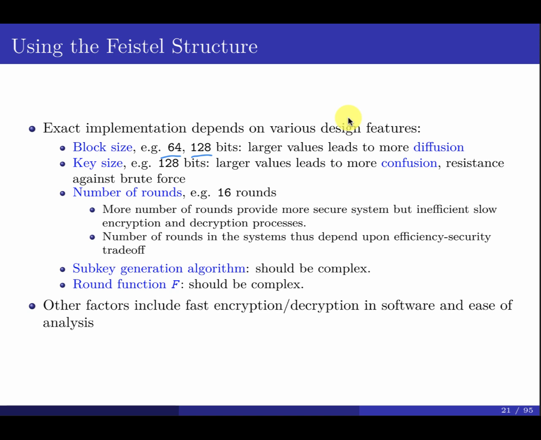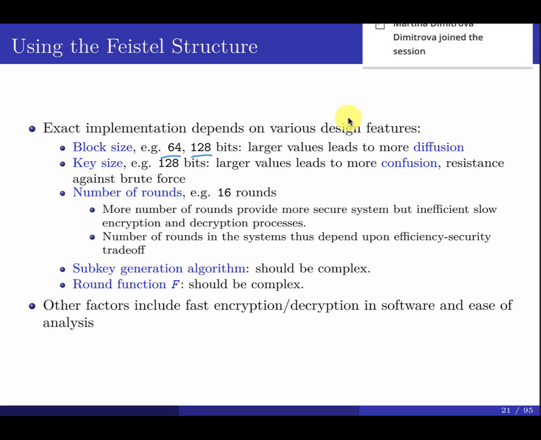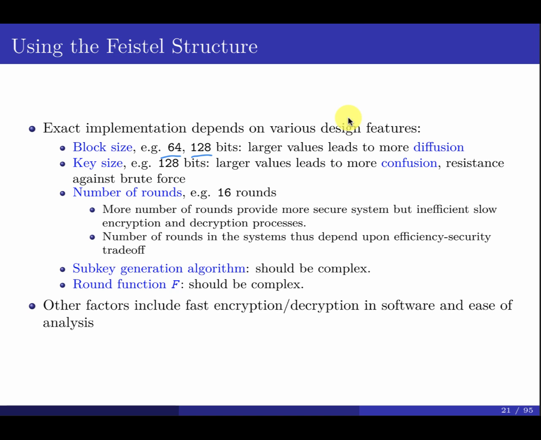Confusion, just to remind you of the definition, is a technique to ensure the ciphertext gives no clue about the plain text. It hides the relationship between the ciphertext and the key. So if you have a larger key, you get a chance to have more confusion. And also, as we're going to see later, a larger key provides us with resistance against the brute force attack.